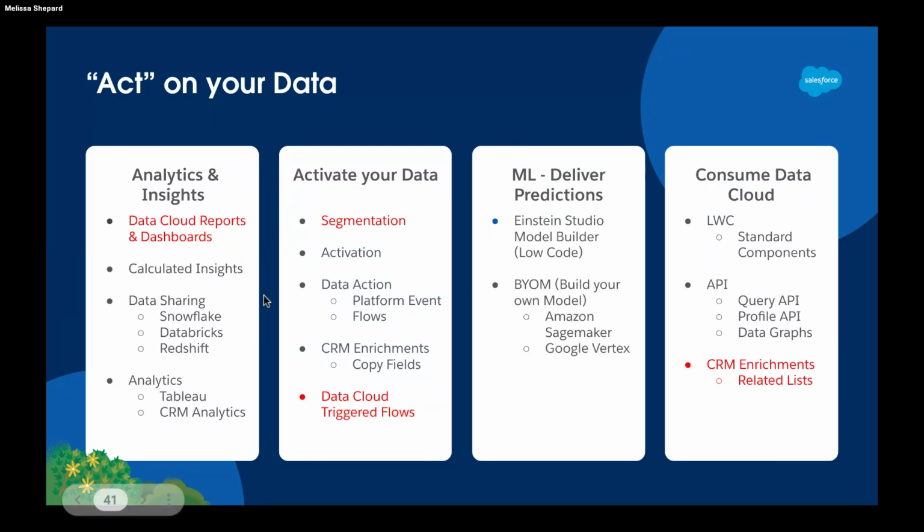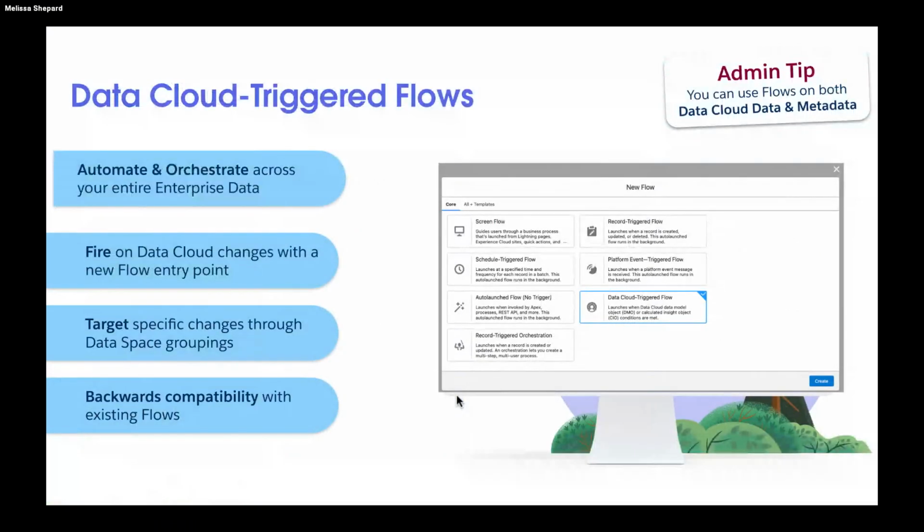So we're going to focus on a few of these and just look at them really quick. So Data Cloud triggered flows. This is brand new. You will see a different type of flow that you can build. So you can automate and orchestrate using this data. You can fire on Data Cloud changes with a new flow entry point. That's actually really cool. You can also target specific changes through data space groupings, and there's backwards compatibility with existing flows.